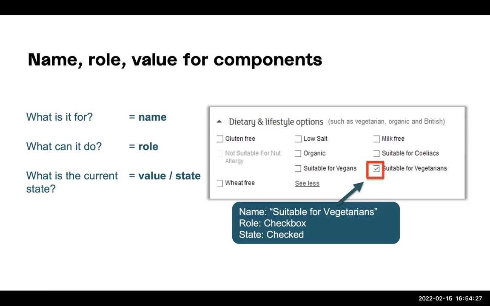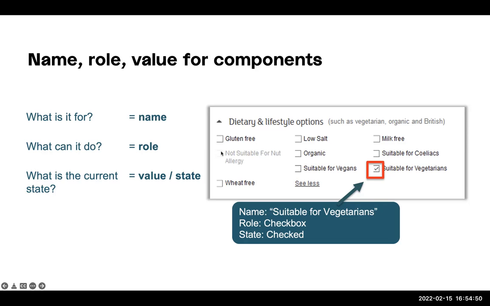Or this one, because it's easier to be read out. I will answer it, no worries. So the name, role, value of this checkbox needs to be: the name is milk-free, the role is checkbox, the state is checked. Okay, what about this one?